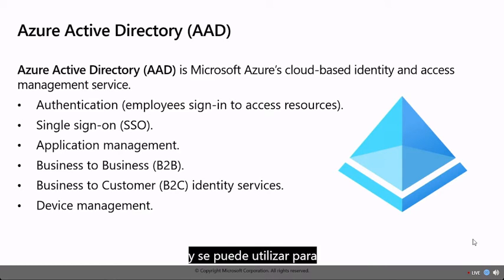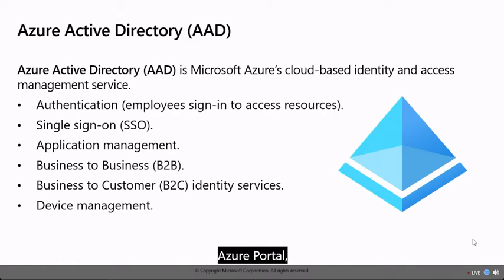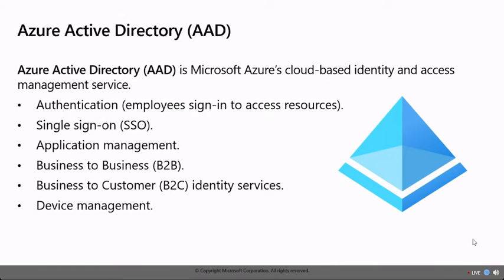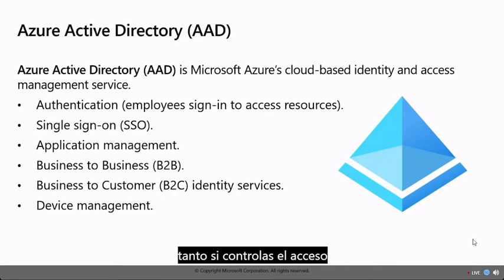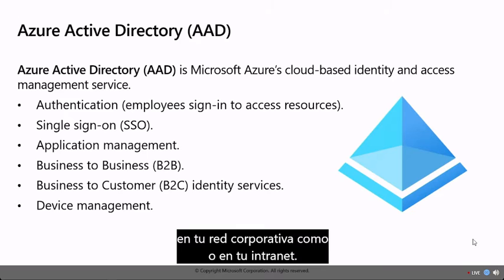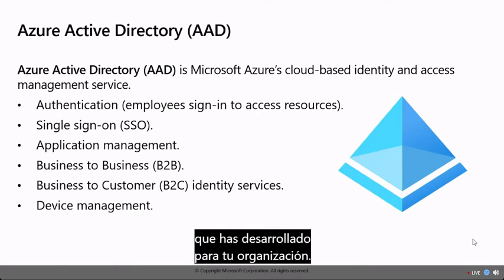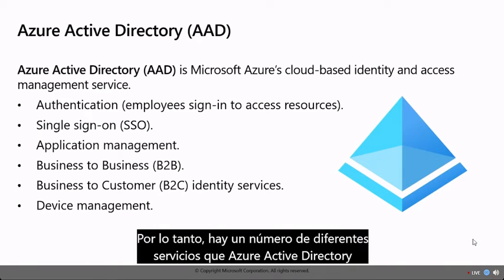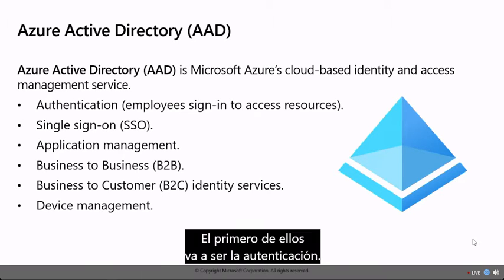And it can be used for both your external resources, whether it's Office 365, the Azure portal, or a number of other software as a service applications. But you can also use it as an internal resource, whether you're controlling access on your corporate network or your intranet, or maybe you have in-house apps that you have developed for your organization. So there's a number of different services that Azure Active Directory can supply. So the first one is going to be authentication.